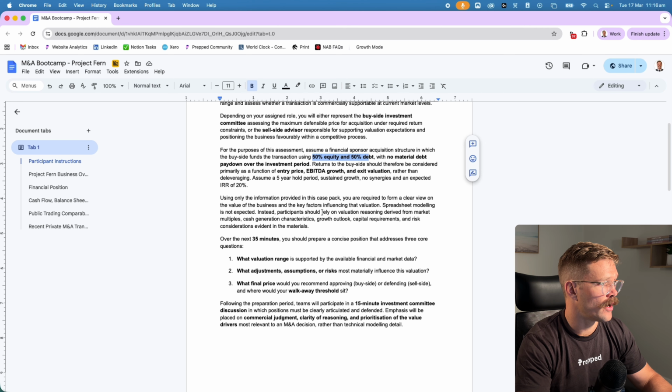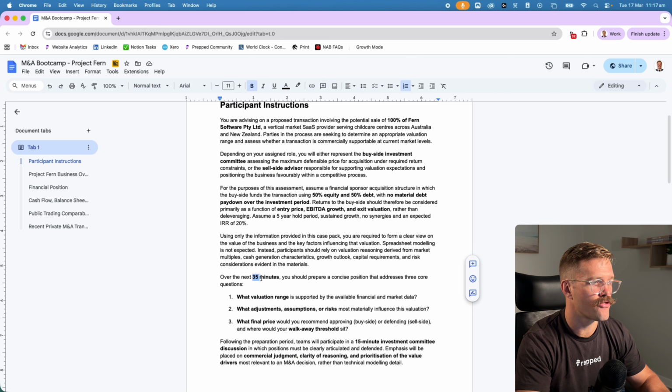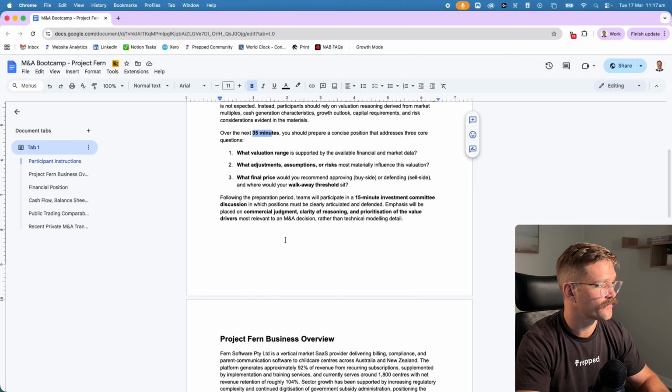As we're going through it, I'm just focusing on the final price and the valuation range. I'm not going to go through the adjustments here because I just want to concentrate on the LBO model. So just number one and number three for this. As it says here, it should take about 35 minutes for you to complete.